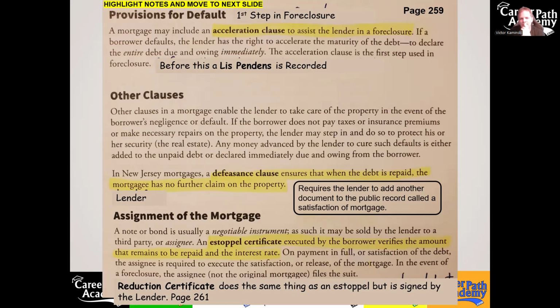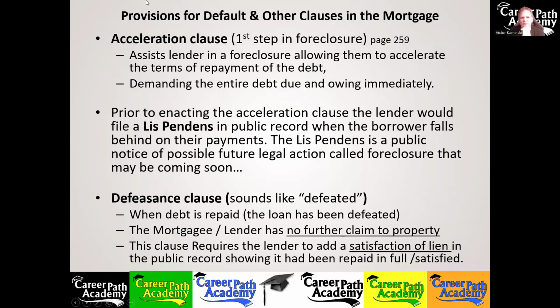Yes. All right, so this is the same stuff that you just highlighted and wrote notes on in the previous slide. I just have it all here in this one slide. So provisions for default and other clauses in a mortgage. The acceleration clause is the first step in foreclosure. The lender accelerates the terms of repayment, calling the entire debt due and owing immediately. So this would assist the lender in foreclosing.